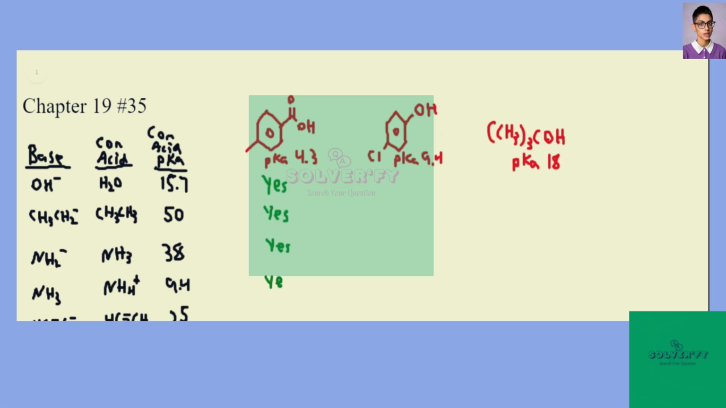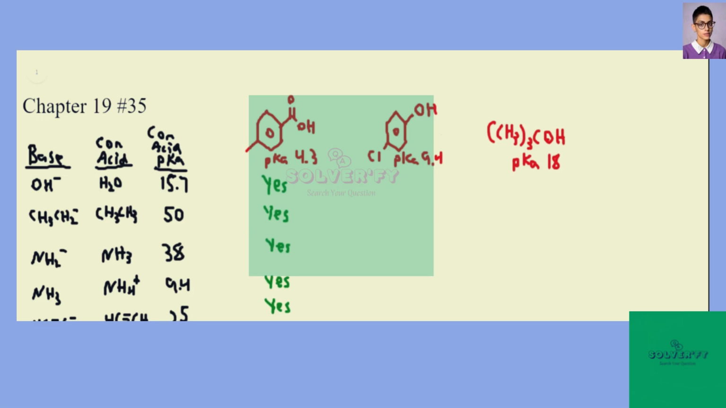So I felt that a table was the best way to answer this. So what I've done is I've listed the bases, and then I've drawn their conjugate acids, and then I've written the pKa of the conjugate acids. And so I think that makes for an easy comparison to the pKas of these molecules. So for the first one, each of the pKas of the conjugate acids is higher than 4.3. So the answer is going to be yes down that whole column.